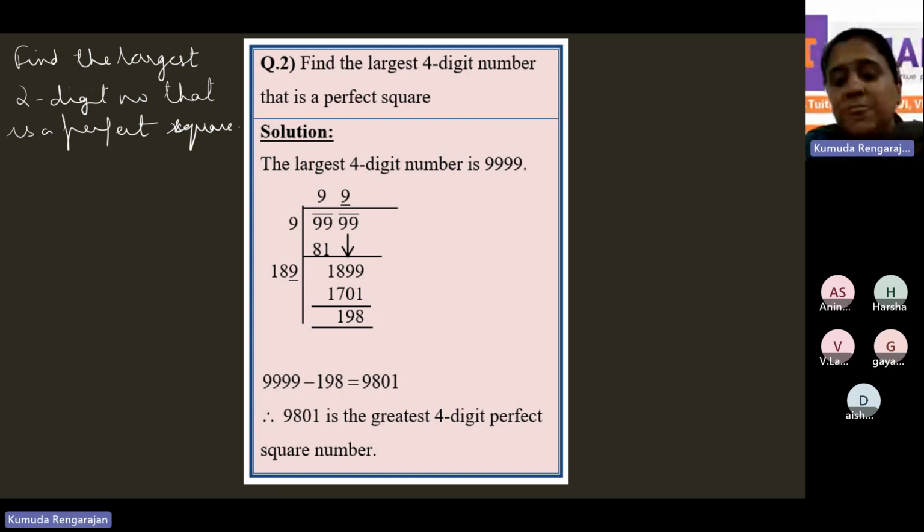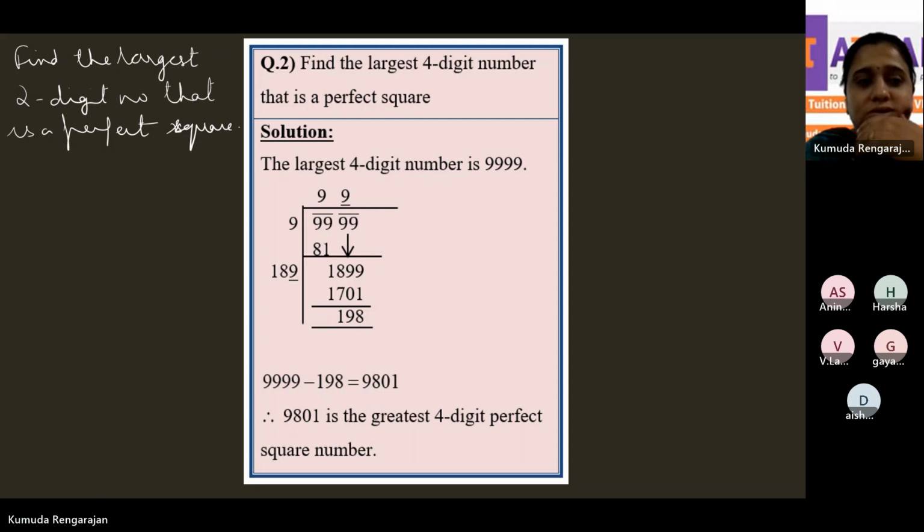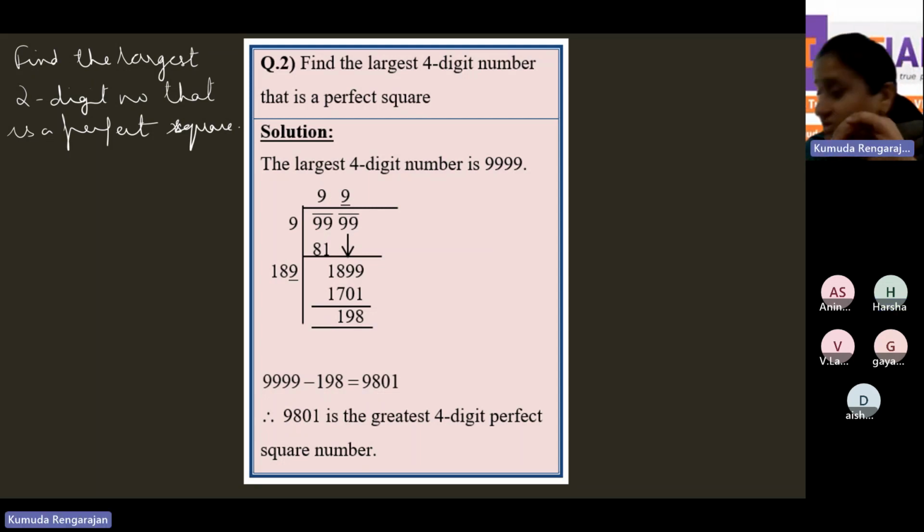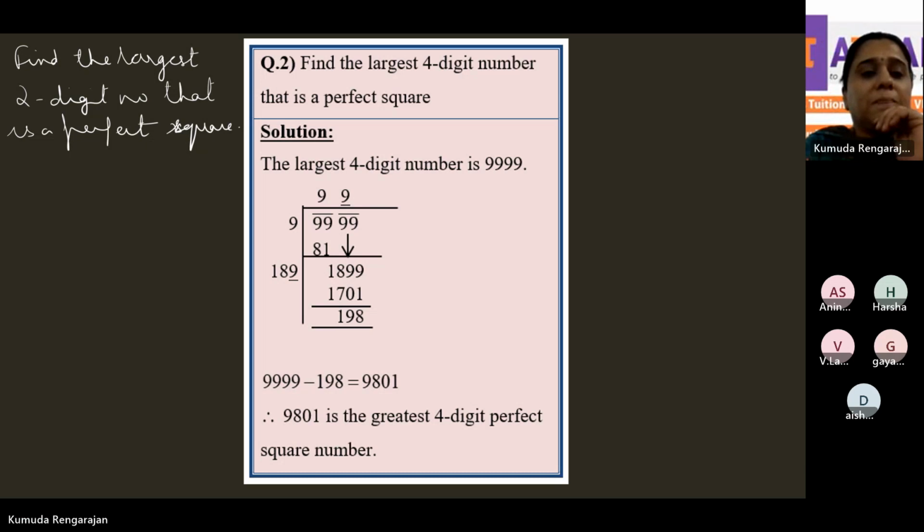81. Correct? 9 9s are 81. 81 is the largest 2-digit number that's a perfect square, because after that, 10 10s are 100, which is a 3-digit number. The largest 2-digit perfect square is 9 into 9, 81. So now you know the answer is 81.